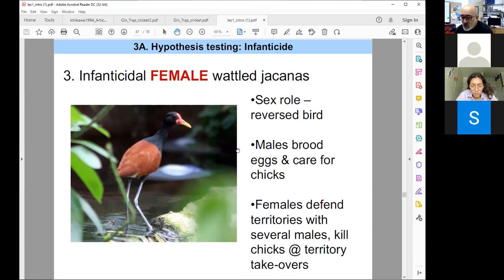And the females will in fact take over territories. And when they do take over territories, the first thing that they do is run around and stomp and destroy the eggs that are in the nests of all the males, because those eggs are not hers. So she will then lay eggs in those nests, and those males that she's just taken over, quote unquote, will then begin to brood and care for her eggs and her chicks.